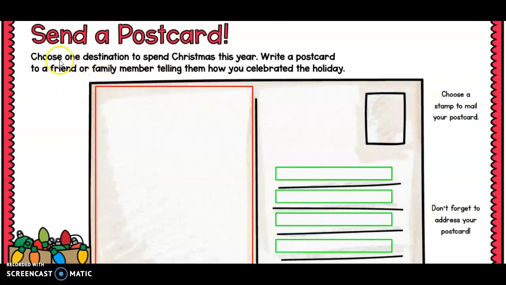On this slide, you're going to choose one destination or one place to spend Christmas this year. Write a postcard to a friend or family member telling them how you celebrated the holiday. So here you can insert an image from a vacation spot that maybe you would love to visit. And here it tells you to address the postcard. You don't have to do that. You can just give some info about where you are or what you're doing, and then choose a stamp.